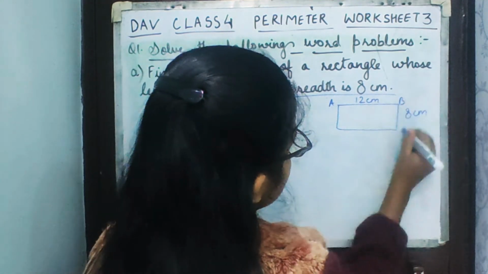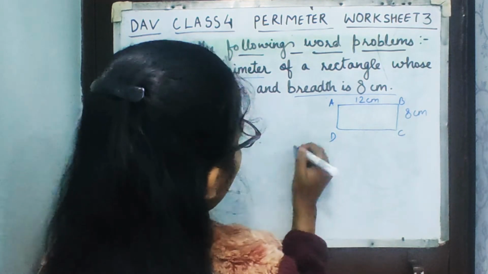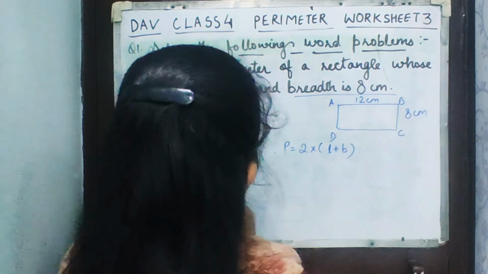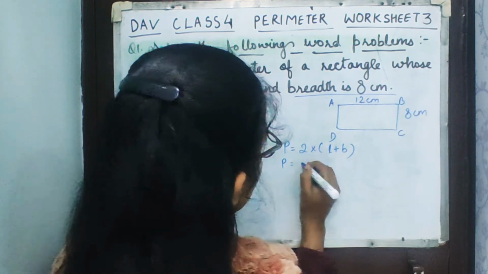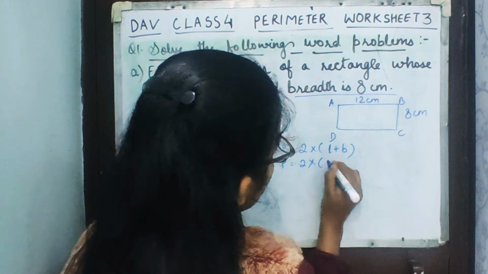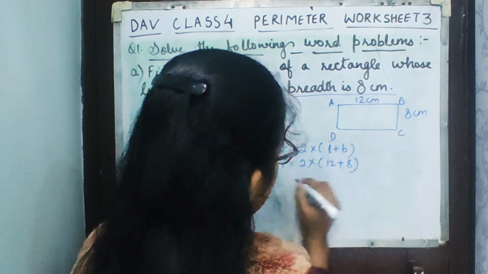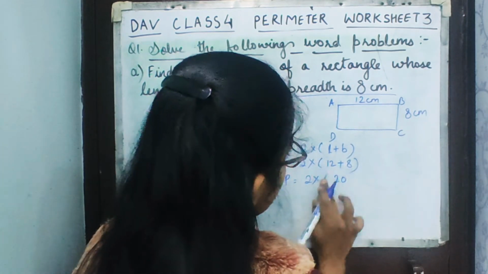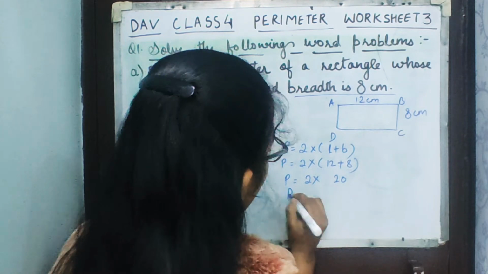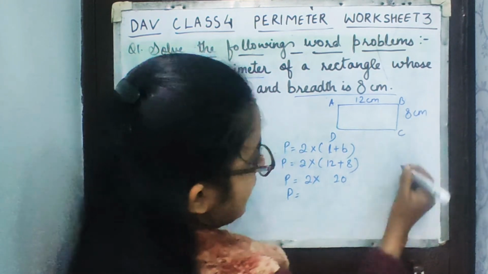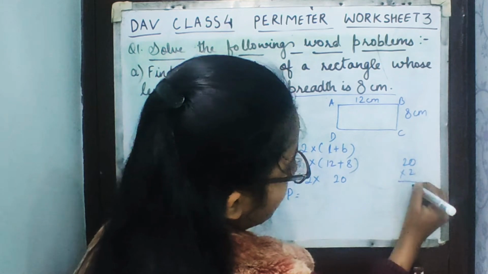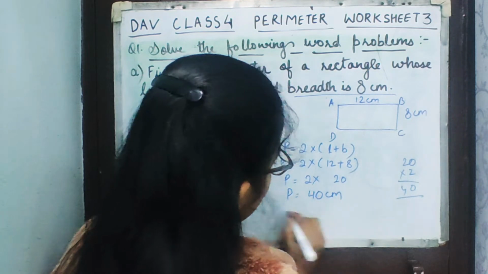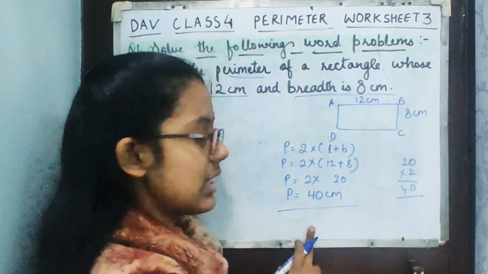So let's name this rectangle ABCD. The perimeter of a rectangle is 2 into (L plus B). So perimeter is equal to 2 into (length 12 plus breadth 8), which is 20. You can remove the bracket now. So perimeter is equal to 2 into 20, and 20 into 2 is 40. The unit is centimeter. So our first answer is 40 centimeter.